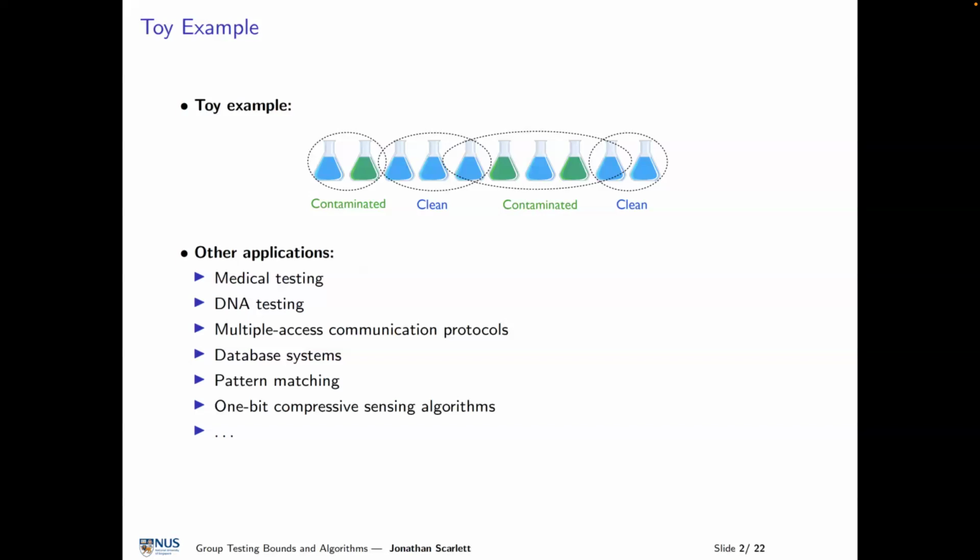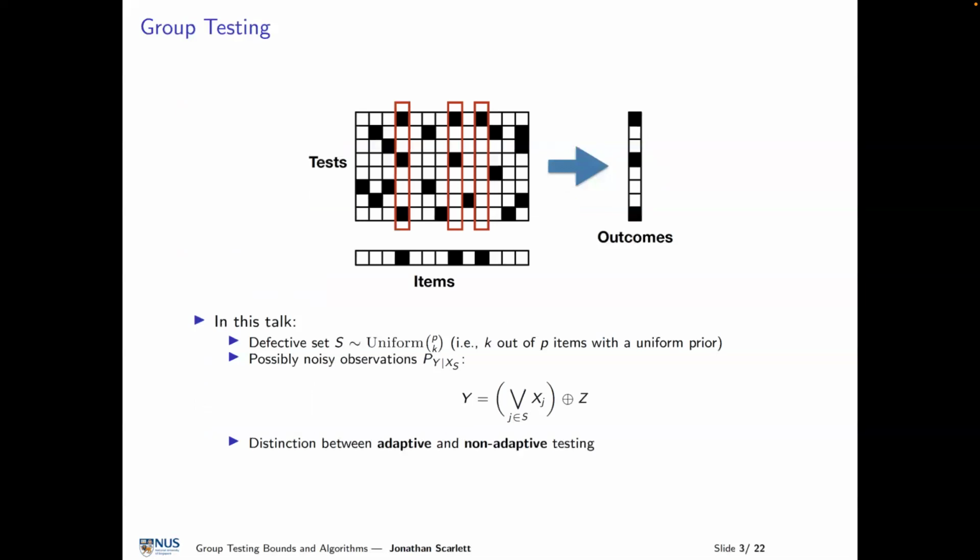We're trying to perform tests to figure out what's clean and what's contaminated, or which individuals, say, have a disease and which don't. You need the answer for all. There are different recovery criteria, but we'll say we need to get everyone's status correct. That's the simplest criterion that people consider.